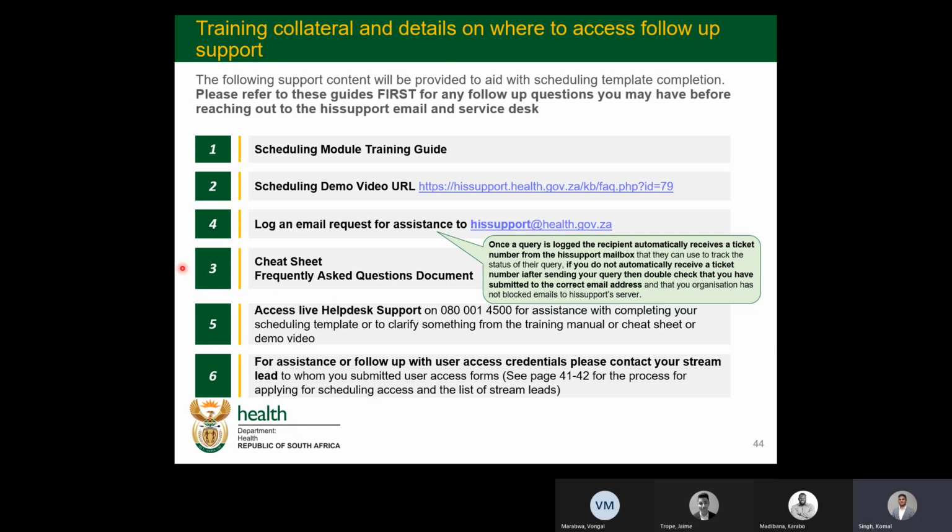The fourth one is a cheat sheet and a frequently asked questions document. The frequently asked questions document will be on previous sessions and questions that have been brought up with regards to the scheduling administrator training and various other questions. The fifth one, as I mentioned, is access to live help desk support.